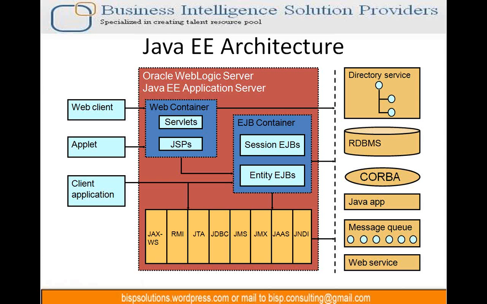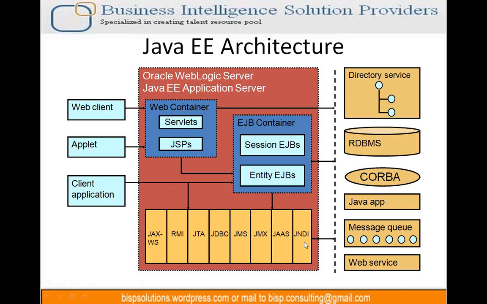The web container serves the requests and responses based on the client request, with servlets and JSP. Any enterprise applications built on EJBs would be served by the EJB container. These two containers interact with various services. If you see in the middle tier, at the lower level of the screen, you would see various services that are part of the support with Java EE.